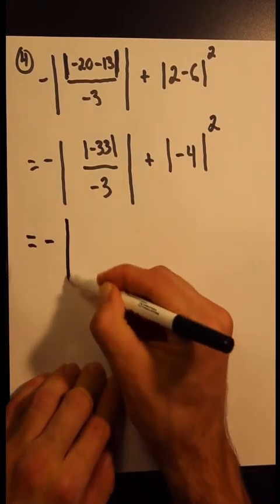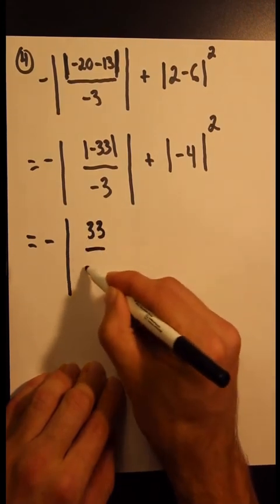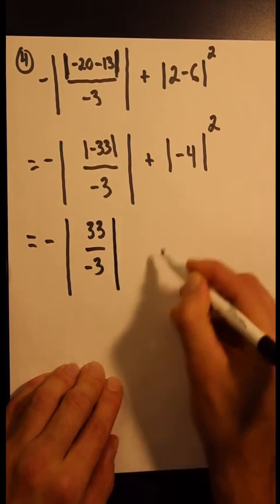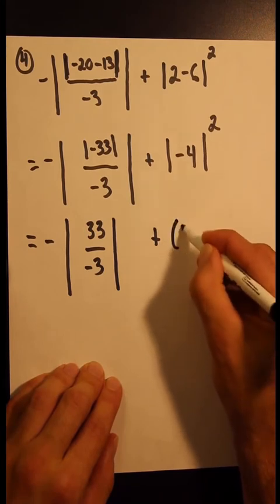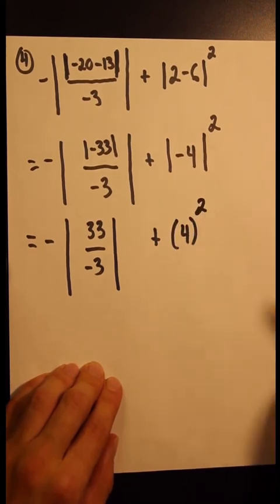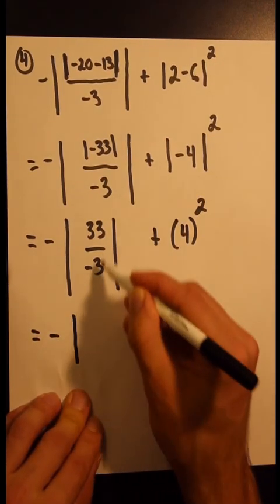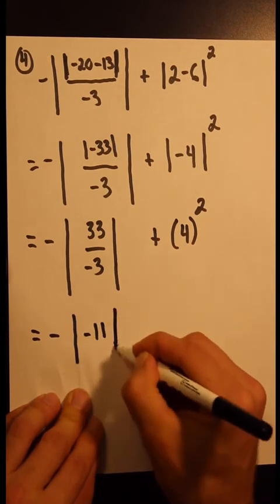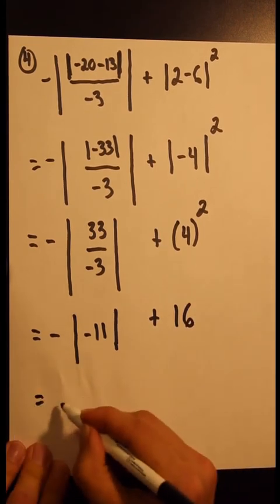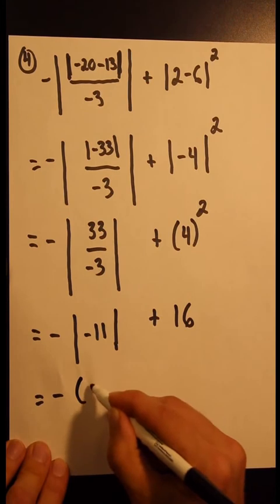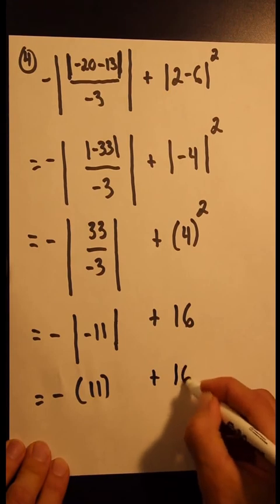So moving along, the absolute value of -33 just becomes +33 over -3, absolute value, plus the absolute value of -4 ends up being just +4. We will put a bracket around the +4 and we will square it. 33 divided by -3 is -11, plus 4 squared is 16. The absolute value of -11 just ends up being +11. Let's put a bracket there because we have the negative in front of it, plus 16.